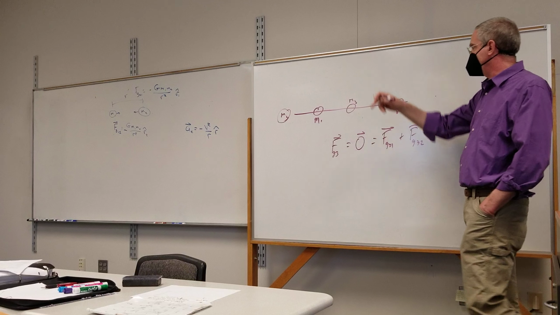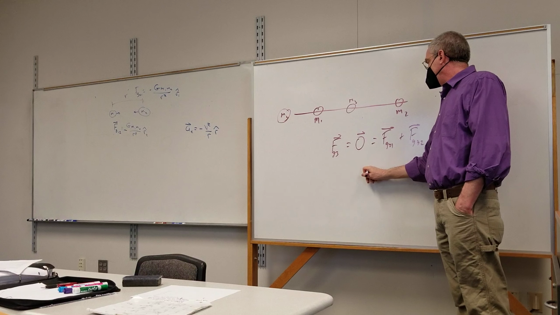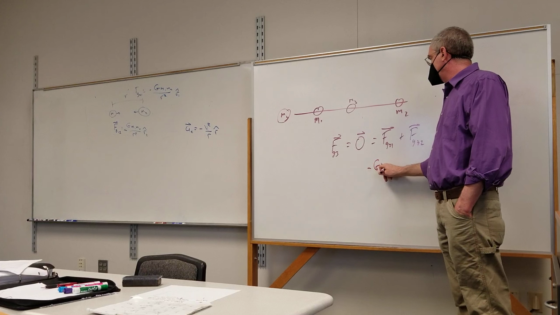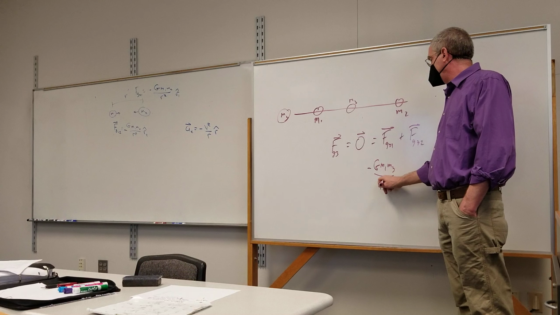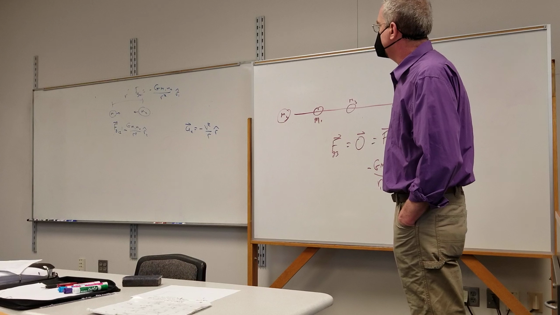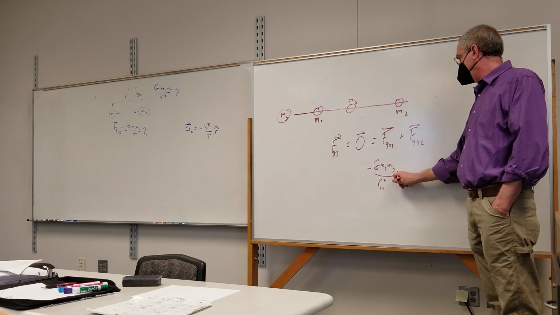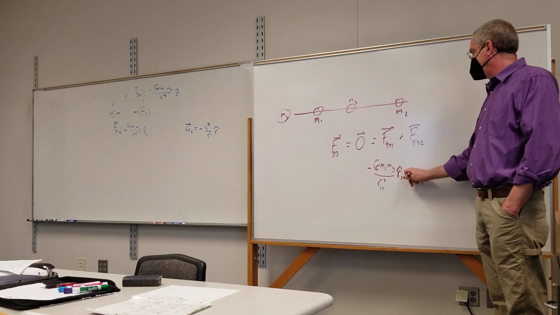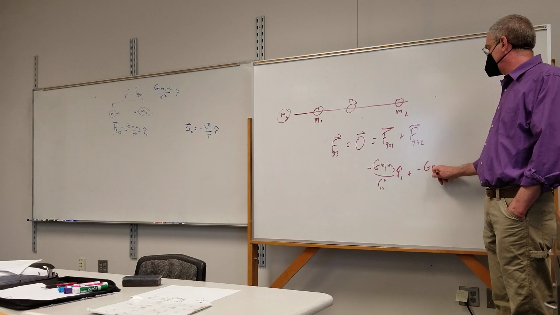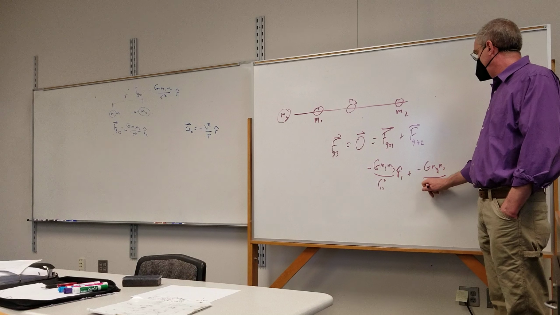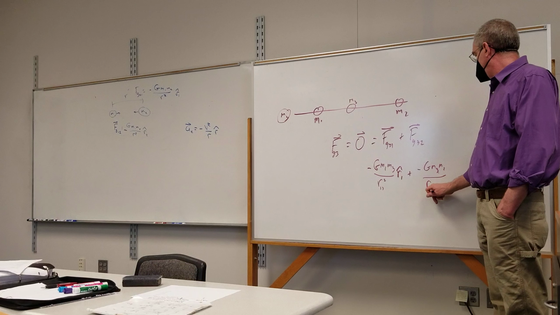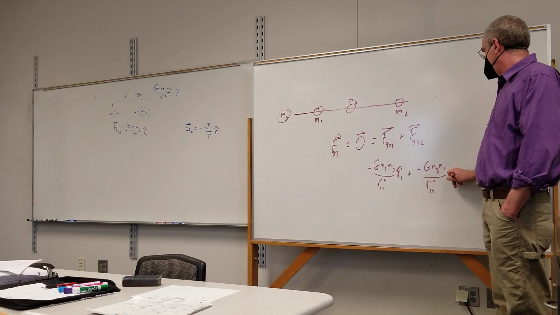We have a formula over there. So this would be negative G mass 1 mass 3 over r13 squared, r1 hat, plus negative G mass 3 mass 2 over r23 squared, r2 hat.